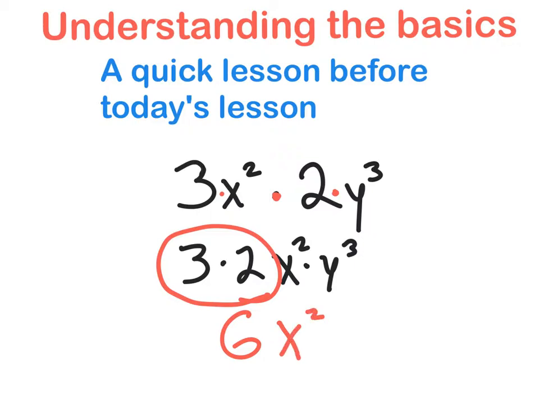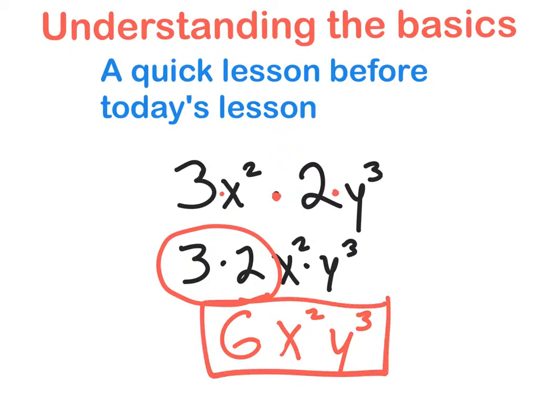So you have x squared times y to the third. And of course, you don't need to put these multiplication signs. So you could just leave it without those multiplication signs. And that's your final answer right there, guys. 6x squared y to the third, okay?